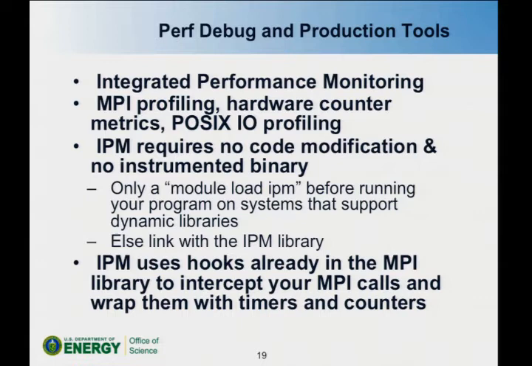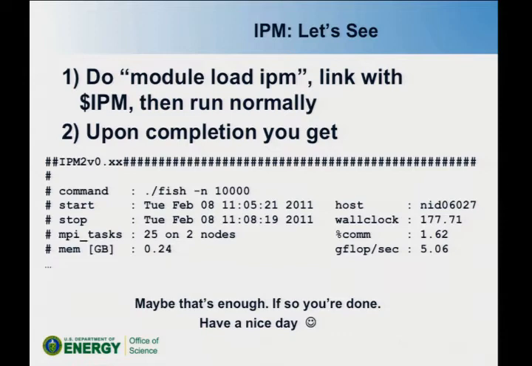And this is what you get from IPM. This is the sharks and fish example from CS267 from a couple of years ago, running on a rather odd combination, 25 tasks on two nodes. There's other wall clock information. This code spent about 1.6% of its wall clock time communicating. So is that good or bad? I would say that tends toward the good side. If you're spending 80% of your time communicating, that tends towards the bad side, or the side where you have opportunities to make it better.